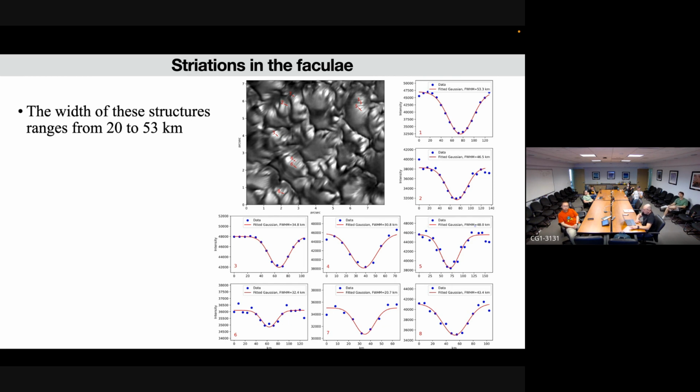20 kilometers is like the resolution limit of DKIST. And this raises again the similar questions we had when we started resolving these structures with meter-class telescopes. Do they exist at even smaller spatial scales? Well, we cannot answer these questions at this moment.